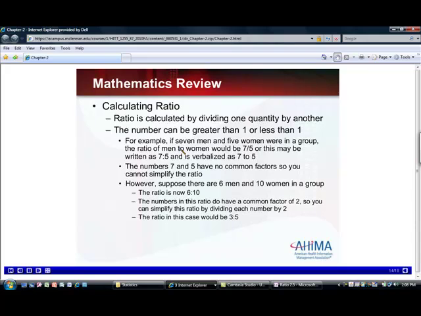This is another example. If 7 men and 5 women were in a group, the ratio of men to women would be 7 to 5, or this might be written 7 to 5 with a colon and is verbalized as 7 to 5. The numbers 7 and 5 have no common factor, so you cannot simplify that ratio. However, if you have 6 men and 10 women in a group, the ratio is now 6 to 10. These numbers in the ratio do have a common factor of 2, so it can be reduced or simplified by 2, and that would be 3 to 5.